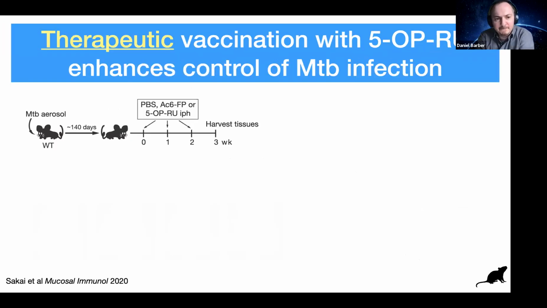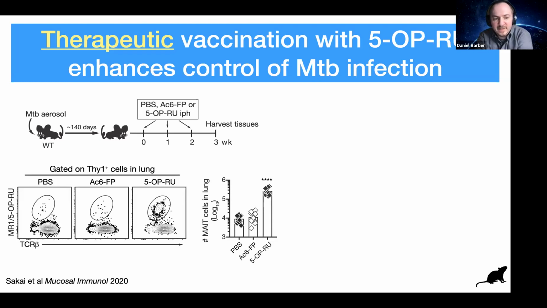So we next asked if there could be a therapeutic benefit. Well, what if the mouse was chronically infected and then you started hitting the MAITs? And so we did an experiment where we infected the mice, and we waited a very long time, 140 days, and then we started giving them 5-OPRU once a week for 3 weeks. And we did as a control 6-FP, which is an MR1 binding molecule, which does not stimulate MAIT. So it does not stimulate the MAIT TCR, but binds MR1 as a control. And here we didn't even need to add adjuvant because tuberculosis is the adjuvant.